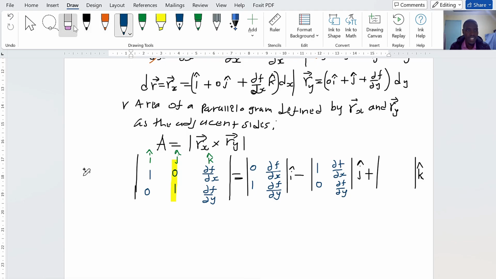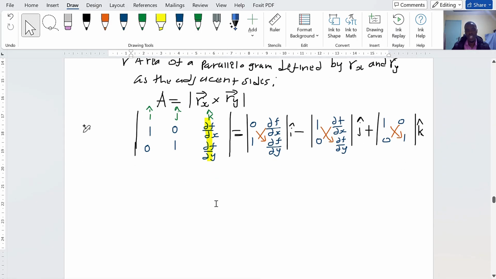Now, the last case, we want k. For k, we close k. If we do that, we have 1, 0, 0, 1. Now our work is to get the determinant. Main diagonal minus the other. So we are getting the determinant, and then we get the magnitude. That will give us the area of the parallelogram formed by the two vectors as the adjacent sides.